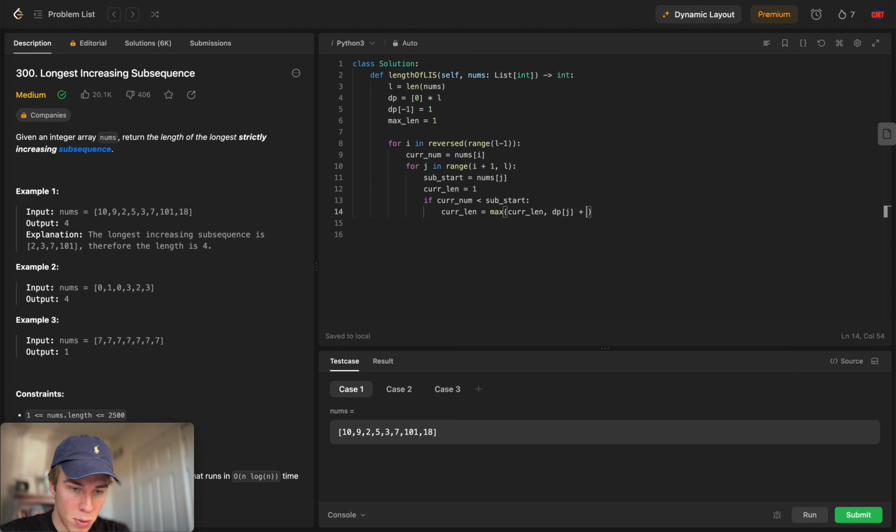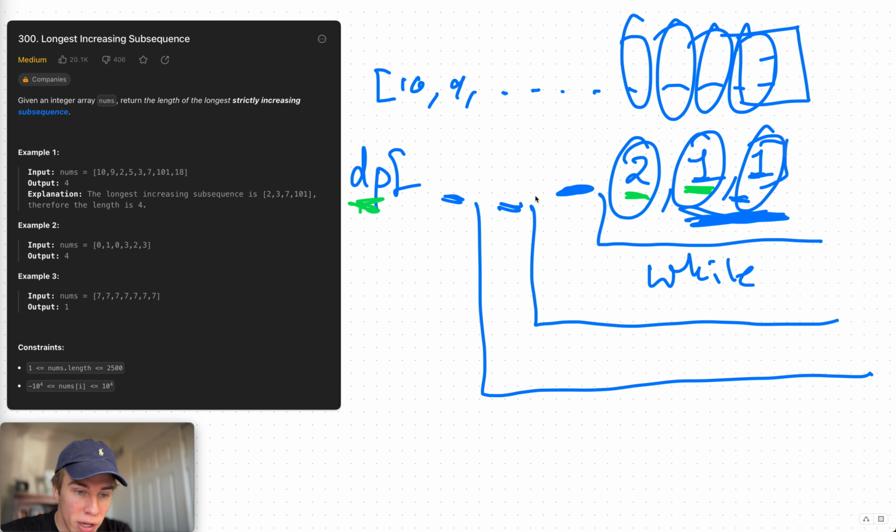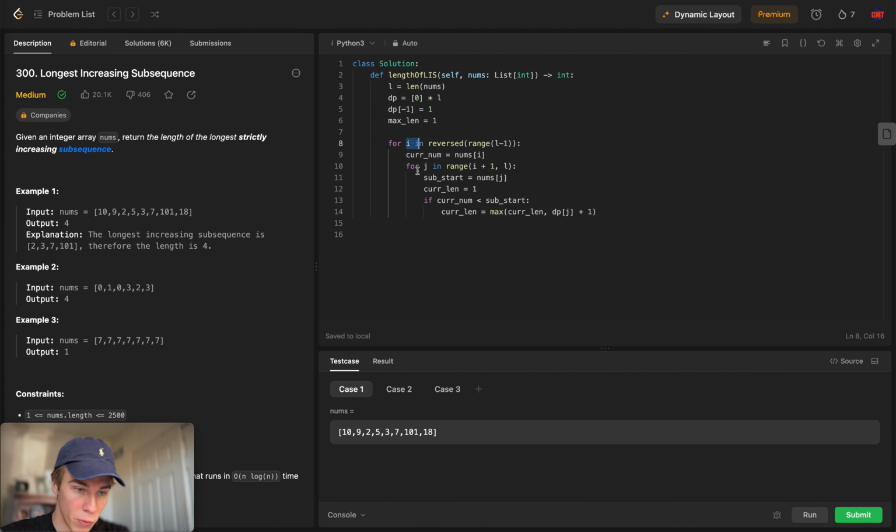What is this doing? This is telling me what is the possible current length of the number that I'm exploring, which is i, including the secret subsequence length, right? So the subsequence start and the subsequence length lives in dp, right?